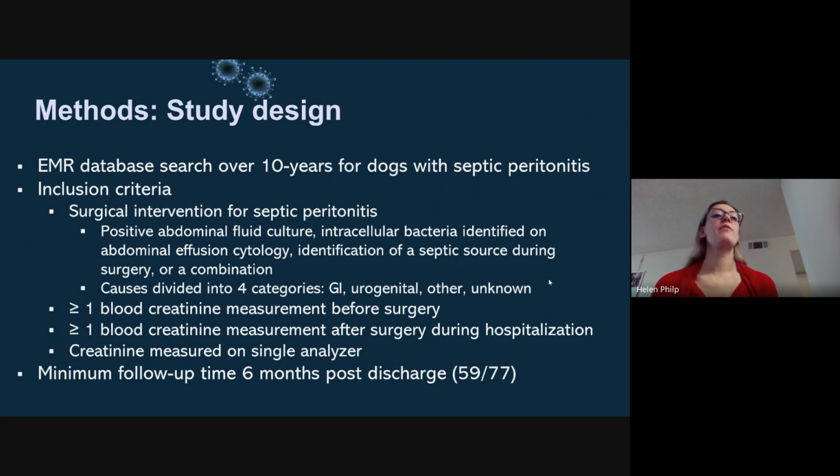The dogs all had to have had at least 1 blood creatinine measurement pre-surgery and 1 post. The timing of that was very variable, but they had to have those 2 measurements to be included. They also went into some detail about the analyzer they used. The creatinine was all measured on a single analyzer, and the upkeep. And they also mentioned a minimum follow-up time, 6 months post-discharge. This didn't mean that every single patient was followed up for that long. It was just the patients where they did have follow-up information available, that minimum time was 6 months.